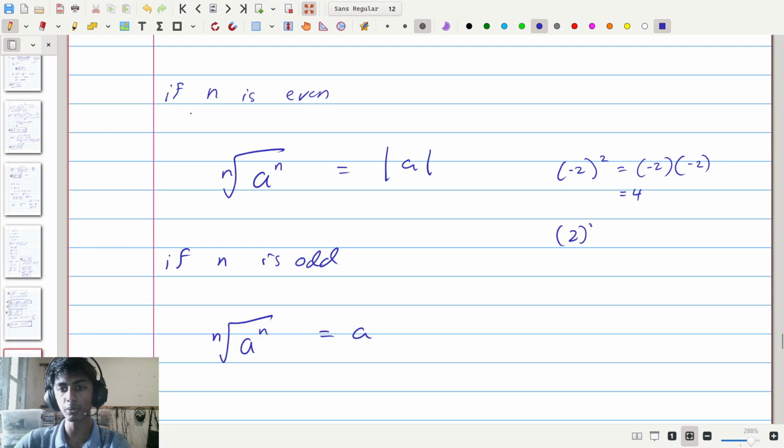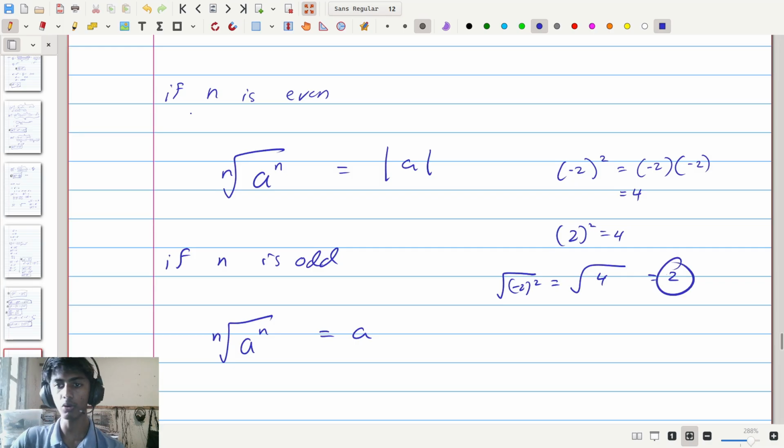Similarly, 2 squared of course is 4. So here, if you take the square root of negative 2 squared, we need to do the inside first. The inside is negative 2 squared, which is 4, which is then 2. So here we can clearly see the square root of negative 2 squared is going to give us the absolute value of negative 2, or simply 2.